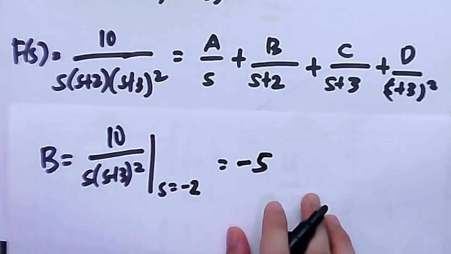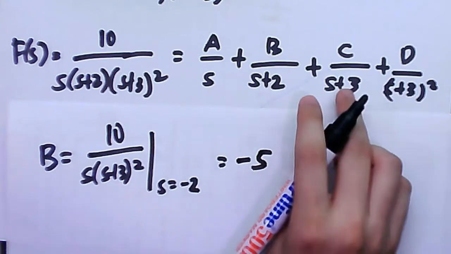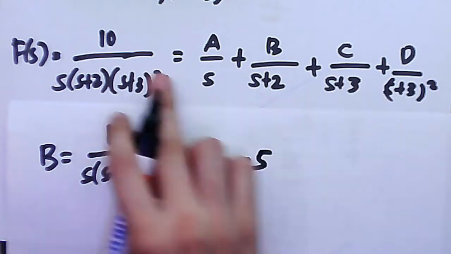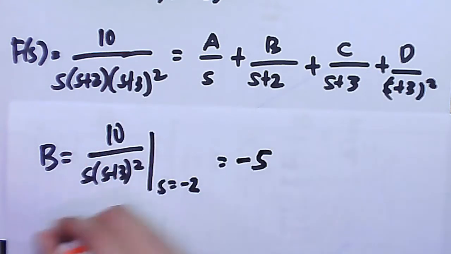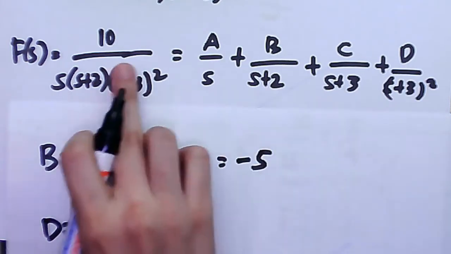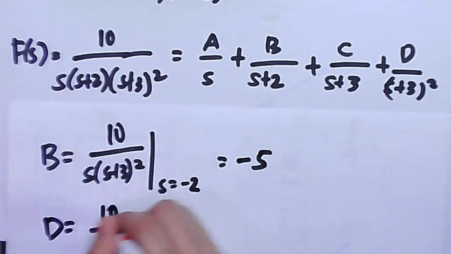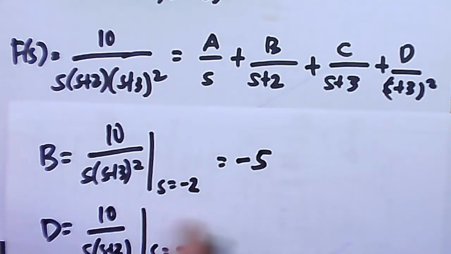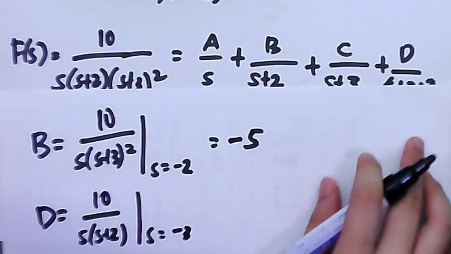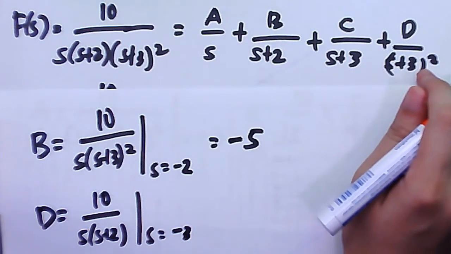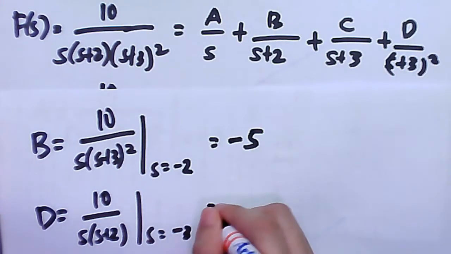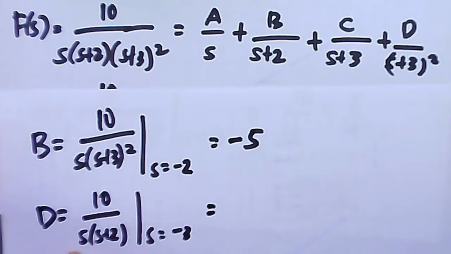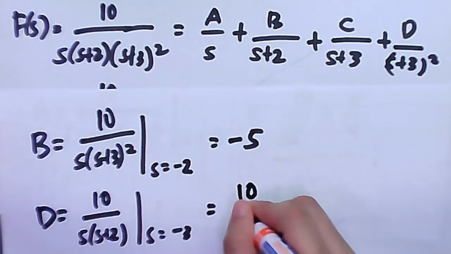Yung C naman, mamaya natin ito masosolve kasi hindi natin siya basta matatakpan kasi dalawa siya. Yung D ang unahin natin. So, yung D basically, again, tatakpan ko ito. This is 10 over s times s plus 2 when s is negative 3. Yung s negative 3 is yung pole nito. So, this is basically negative 3 times negative 1, so that's positive 3. So, this is 10 over 3.